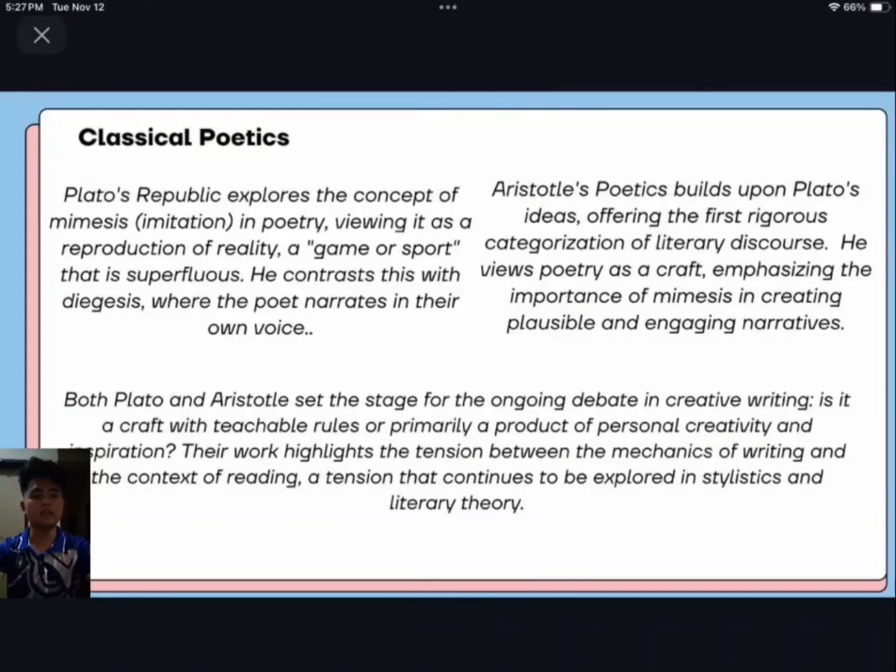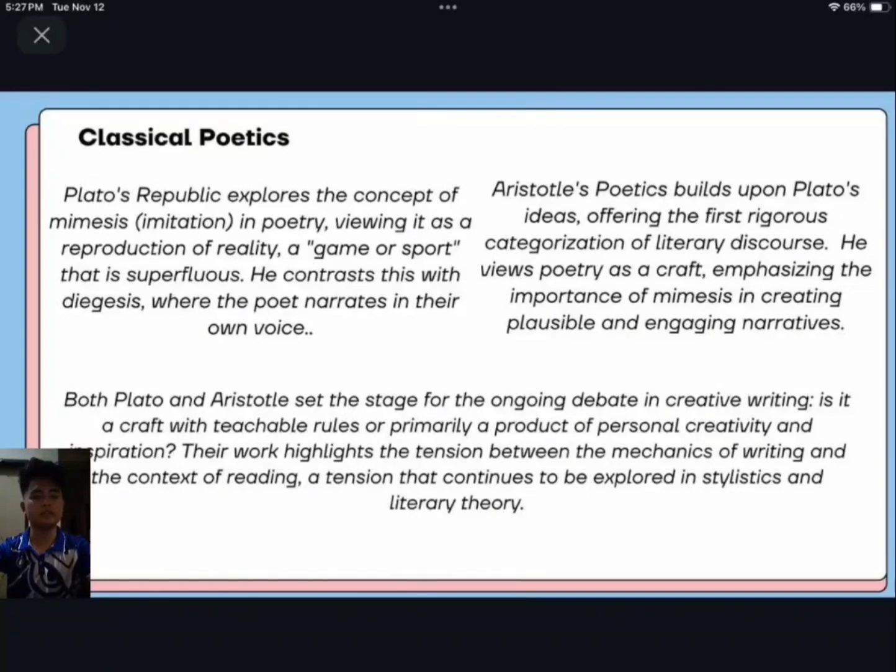On the second paragraph, they discuss Aristotle's Poetics and its contribution to literary theory. Aristotle, building on Plato, categorized literary discourse and viewed poetry as a craft, emphasizing mimesis in creating engaging narrative.